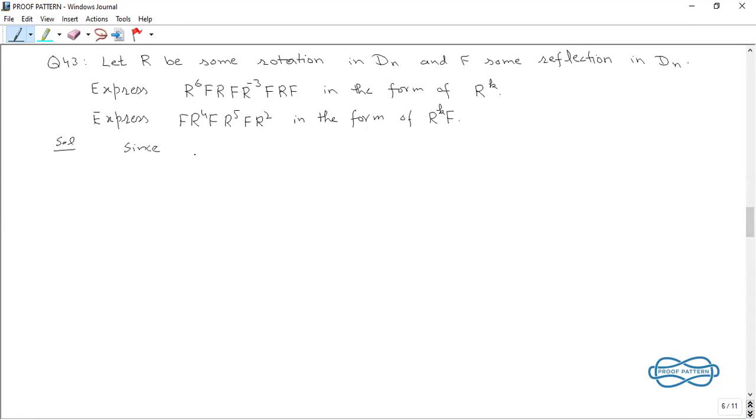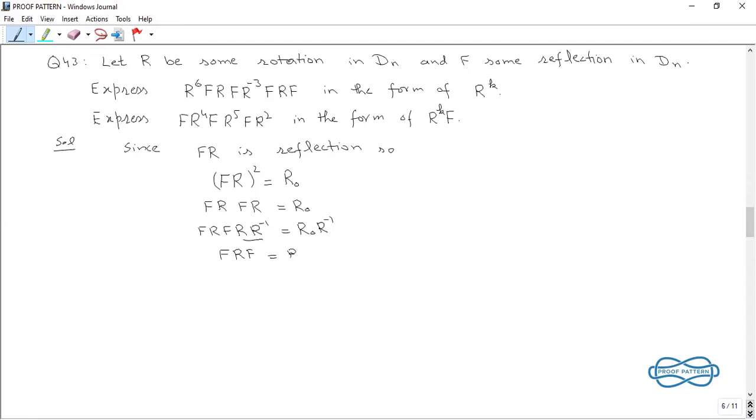Since FR is a reflection, FR squared is the identity element, and that can be written as FR into FR is equal to R naught, and we post-multiply with the inverse of this R, and we get FRF, because this will be identity, is equal to R inverse.